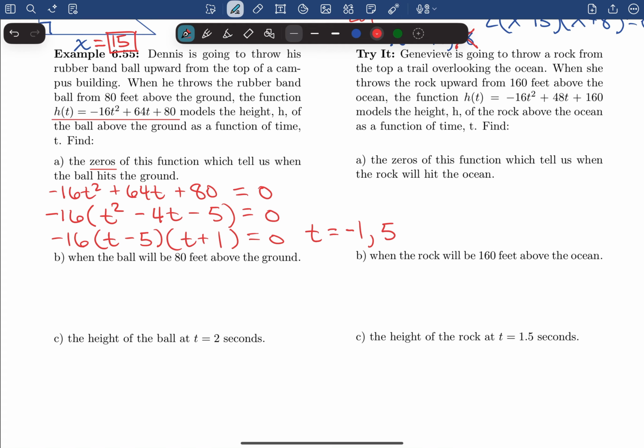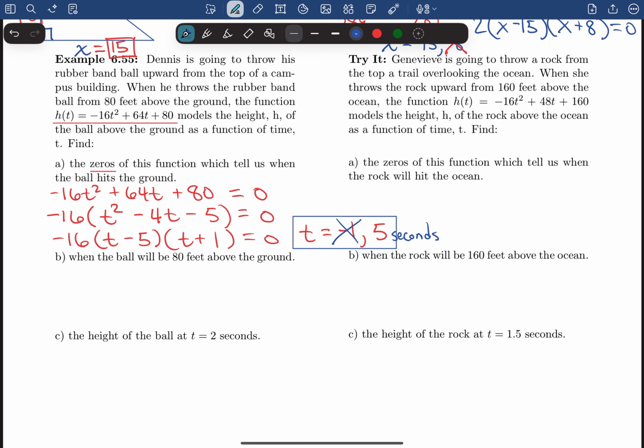Okay? And then I think for a second and I say, wait, one of these doesn't work because time can't be negative after he throws the ball. He can't throw a ball and it land backwards in time. So there's only one real world answer to this, okay? And that's t equals 5. And what are we talking about? Well, that's seconds, right? t equals 5 seconds. That's the amount of time it takes for the ball to hit the ground from 80 feet above the ground.